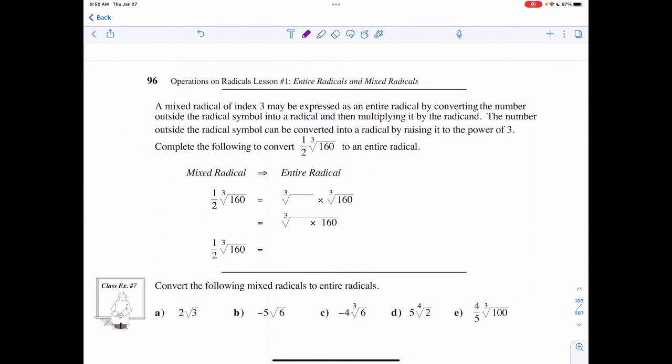If it has an index of 3, then I would need 3 of them, 3 of the same number to pull it out of the radical, so I'd need to have 3 of the same to put it back in the radical. So I can just say that it's going to be 1/2 times 1/2 times 1/2. 3 of them to get back in there. 1/2 times 1/2 times 1/2 is 1/8. And 1/8 times 160 should be the same as the cube root of 20.